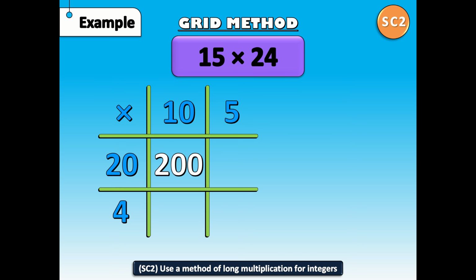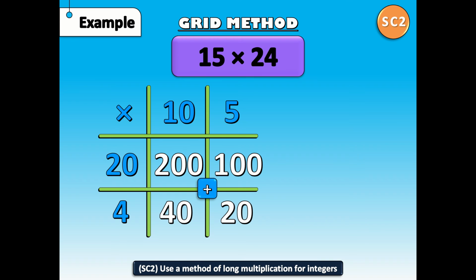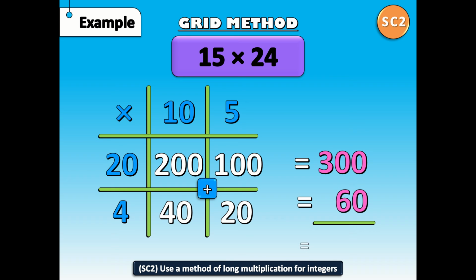So 20 times 10 is 200, 20 times 5 is 100, 4 times 10 is 40, and 4 times 5 is 20. We then add all of these numbers together to get our answer. So 200 plus 100 is 300, and 40 plus 20 is 60, and 300 plus 60 is 360.